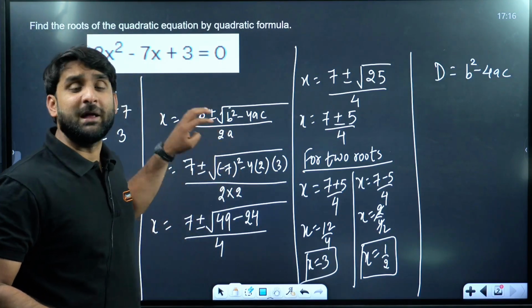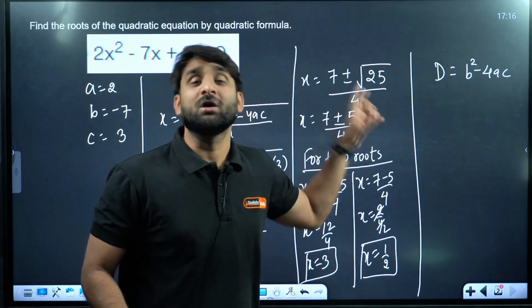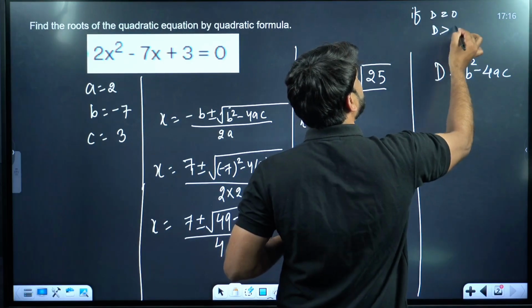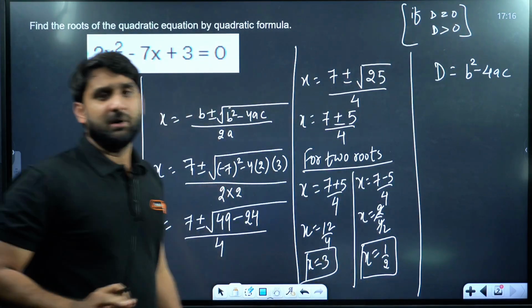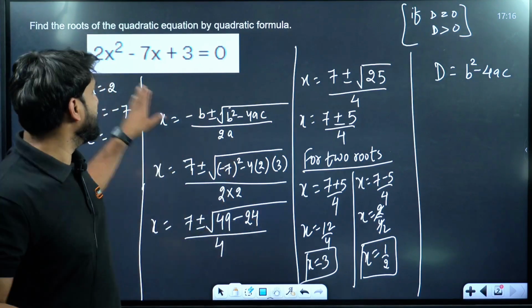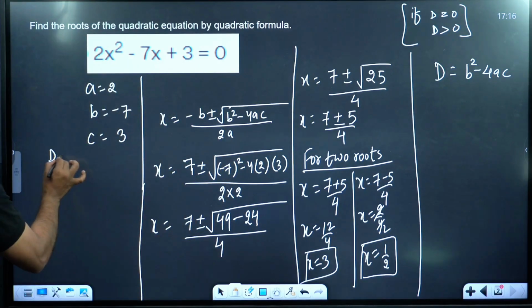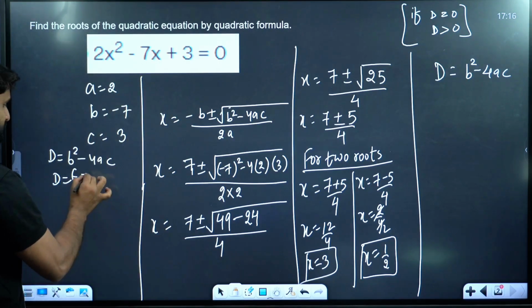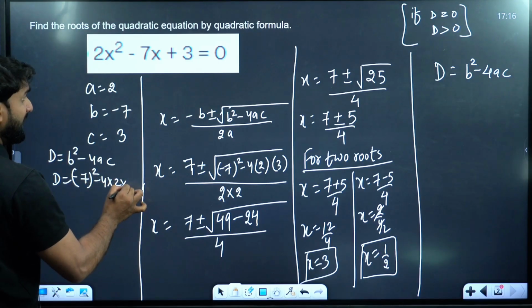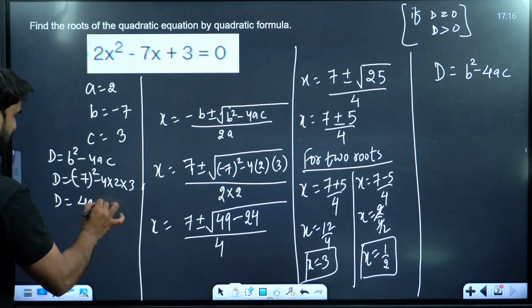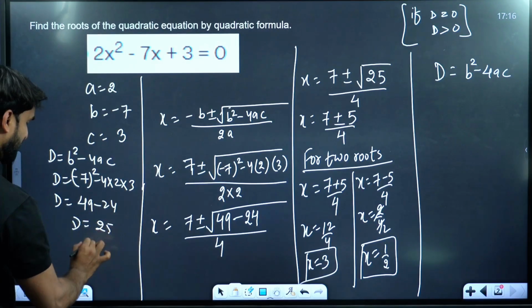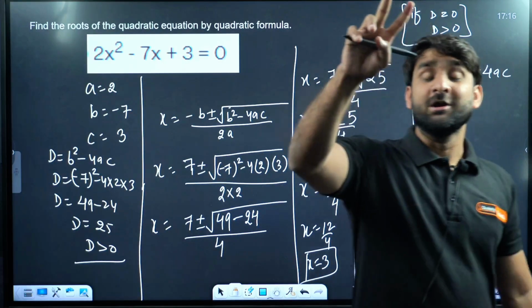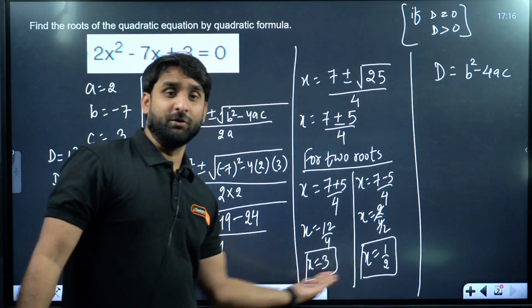So we can apply the quadratic formula only when d is 0 or d is positive. If d is equal to 0 or d is greater than 0, then only we can apply the quadratic formula. If d is less than 0, we cannot apply. So let's check it. Let's find out d first. b square minus 4ac. So b is equal to minus 7. Minus 4 into a is 2 and c is this. So d is equal to 49 minus 24. Wow. And d we have is 25. It means that d is greater than 0 because 25 is positive. So it implies that there will be 2 different roots, and we have proved also we have 2 different roots.